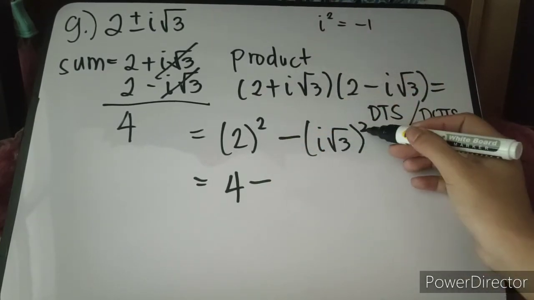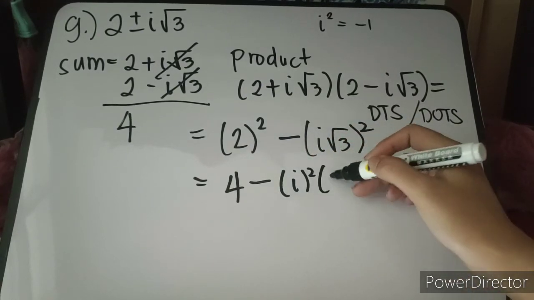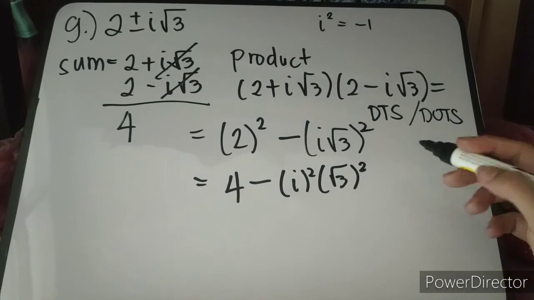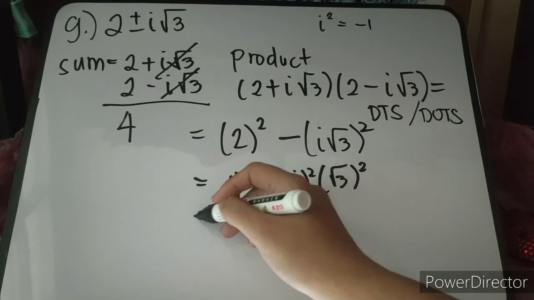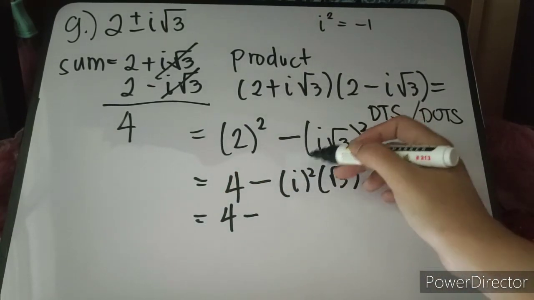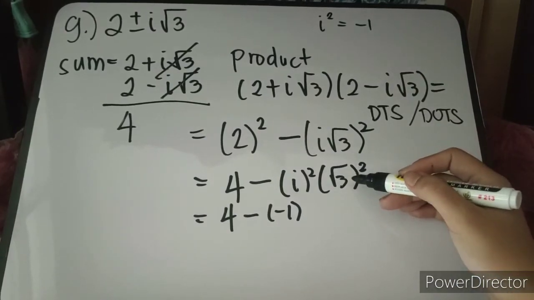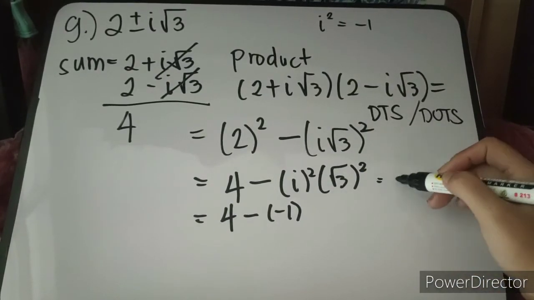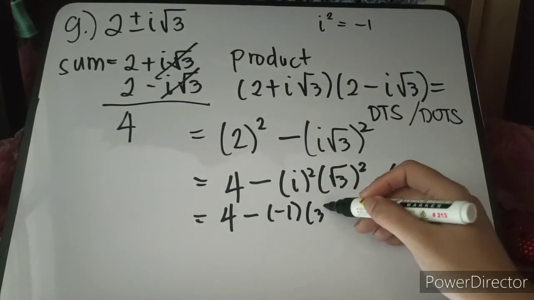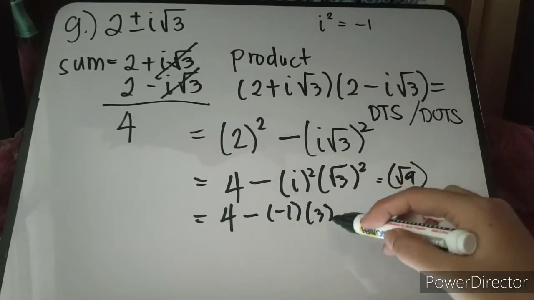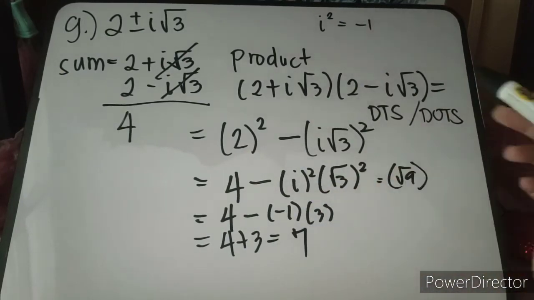And then, remember i squared and square root of 3 squared. Isa-isahin ko muna dito sa part na to so that they will see kung paano yun nakuha. So, 4 minus i squared will give us negative 1. And then, the square root of 3 squared will give us square root of 9. And when we get the square root of 9, it will give us 3. So, pag pinag-times natin to, it will be 4 plus 3, which will give us 7.